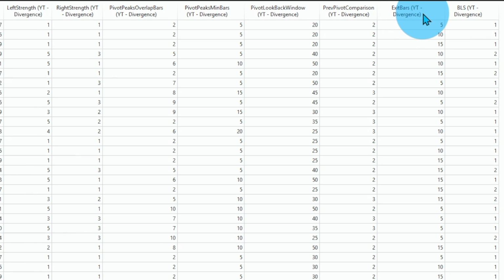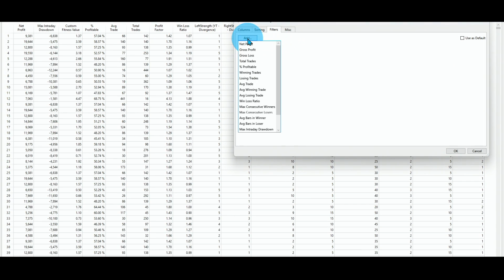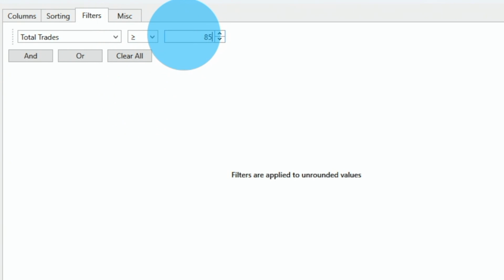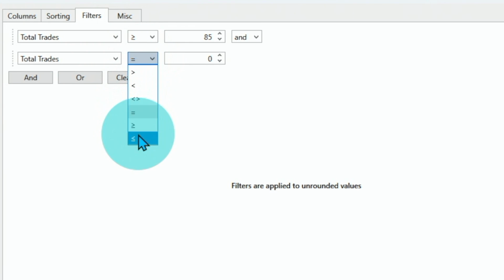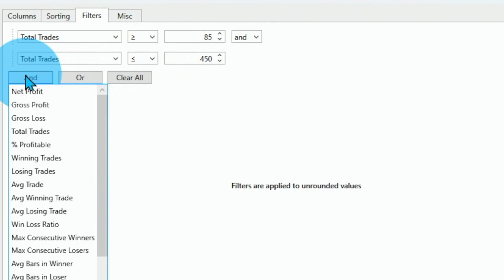So once I find the divergence, I will enter. So bullish divergence, I will enter long, and I will exit with a fixed number of bars. Again, I optimize that. And 1 is long, 2 is short. So if we filter these optimization results, let's do first total trades. So I will require minimum, let's say 85 trades, and less than, let's say 450 trades, because I don't want like 1,000 trades that's making on average $2. Also, let's make a net profit.